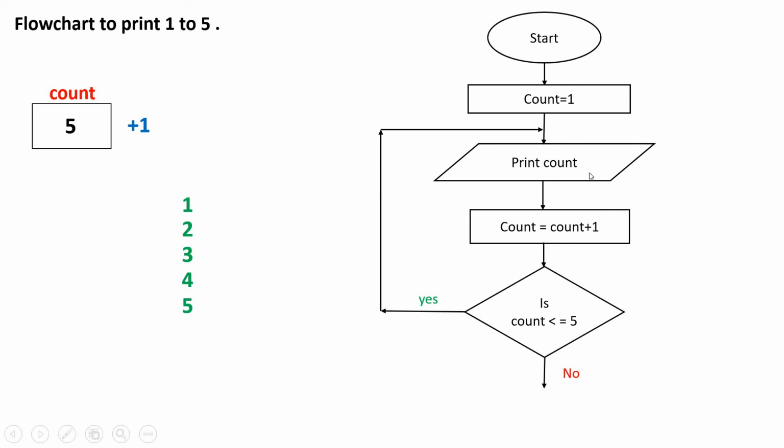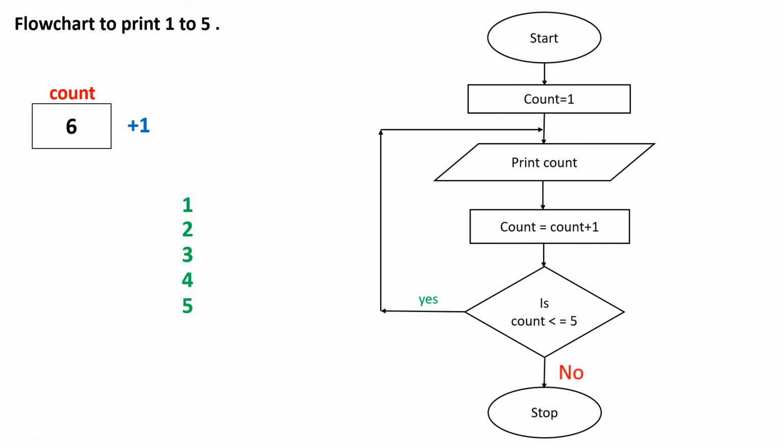Now it will not stop here. Again count equal to count plus 1, so it became 6. See? The value of count became 6. Now here we will check, is count less than or equal to 5? Is it true or false? Is it yes or no? No. It is greater, isn't it? So it will go to no, and here we will stop it.